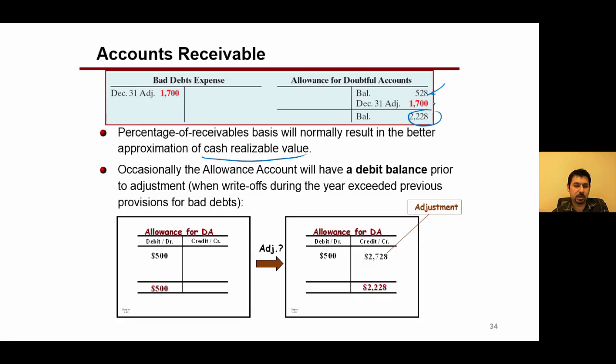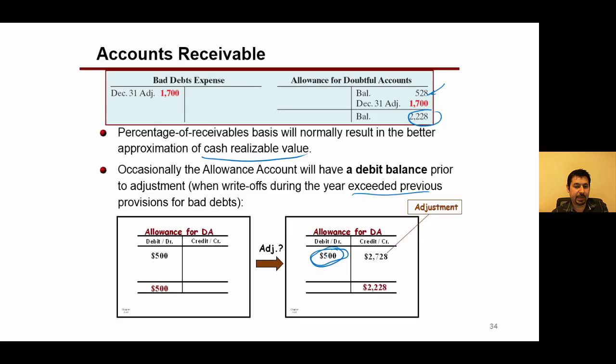Now, in certain cases, the company might have an original, unadjusted balance that would be a debit balance. This would happen when the write-offs during a year exceed previous provisions for bad debts. Basically, if the actual write-offs were more than the beginning balance of allowance for doubtful accounts, the unadjusted balance before adjustment would be, for example, $500, a debit balance rather than a credit balance.